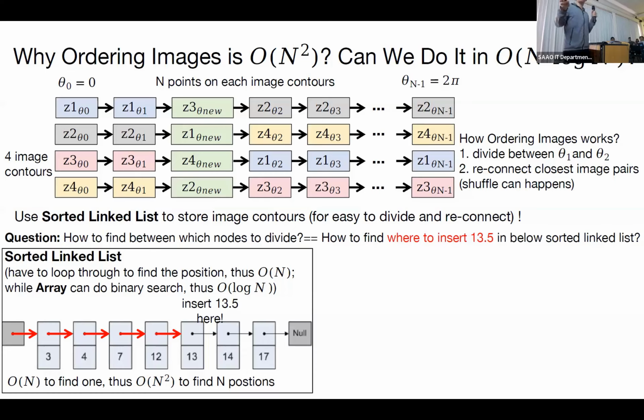And you may ask me why we cannot do binary search. Like we first go to the midpoint, and then we go to the quarter point, and that will lead to a log algorithm. The reason is that only an array can do binary search, because an array has the ability to do random indexing. But a linked list does not have the ability to do random indexing, so it can only loop through it to find a position.